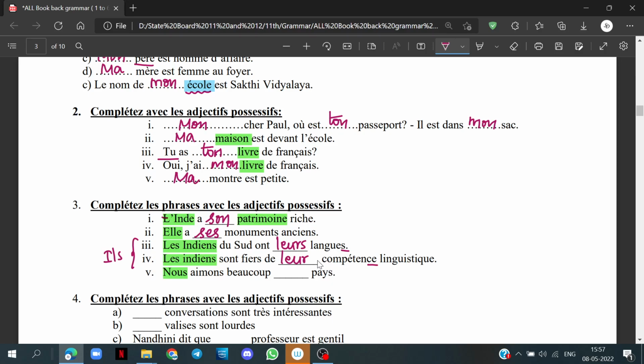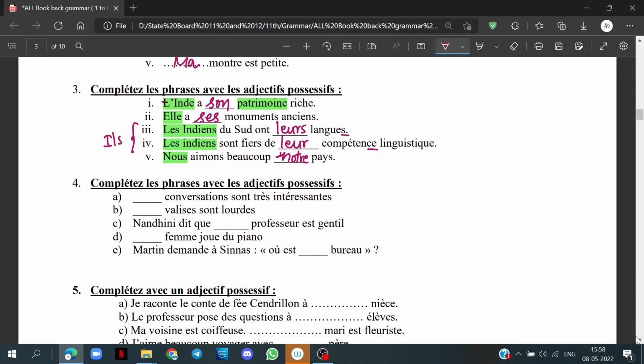So leur. We like this country a lot. Again, the word country is singular here. We like this country. So just nous is there. So write notre. Nous aimons beaucoup notre pays. We like our country a lot.